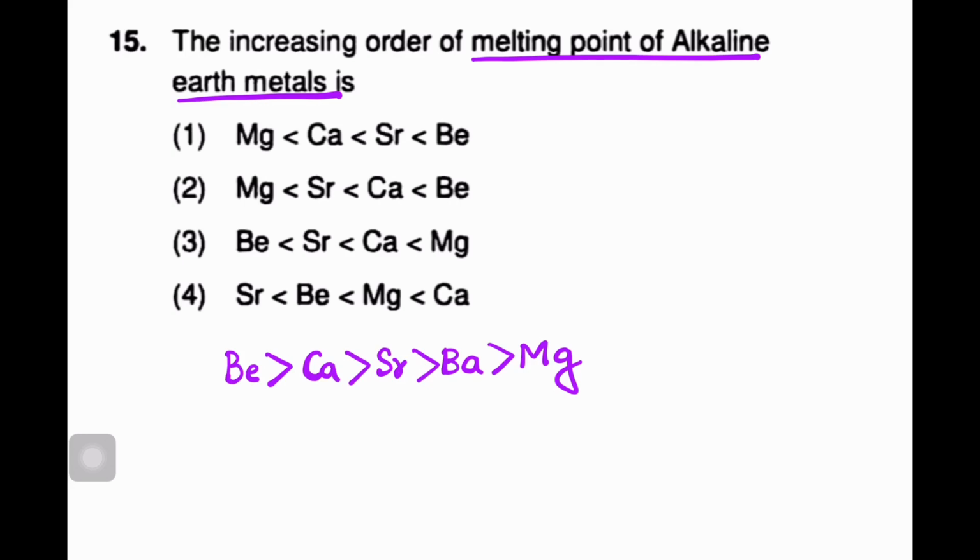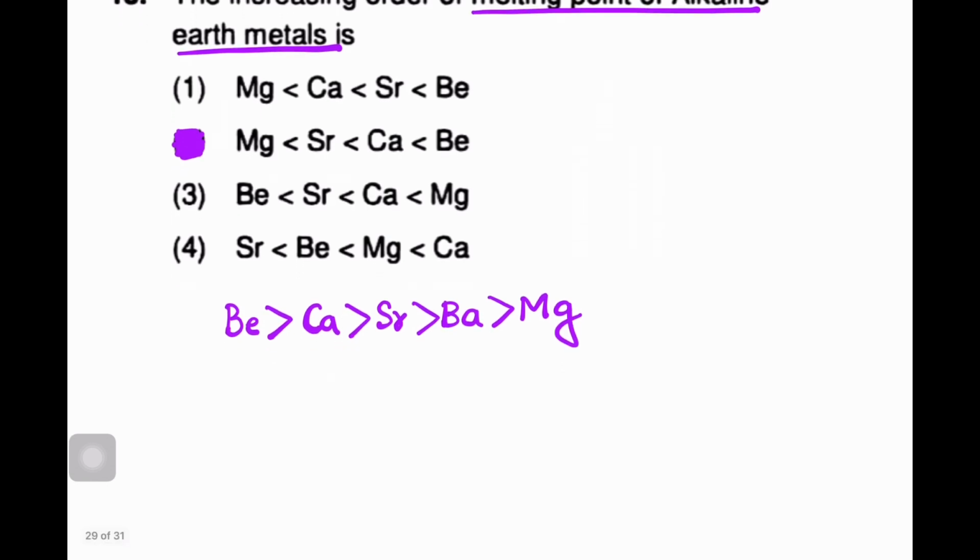So if we see carefully, the second option is the correct one. This question is directly data based, so it is less conceptual, more data based. So the correct answer is the second one.